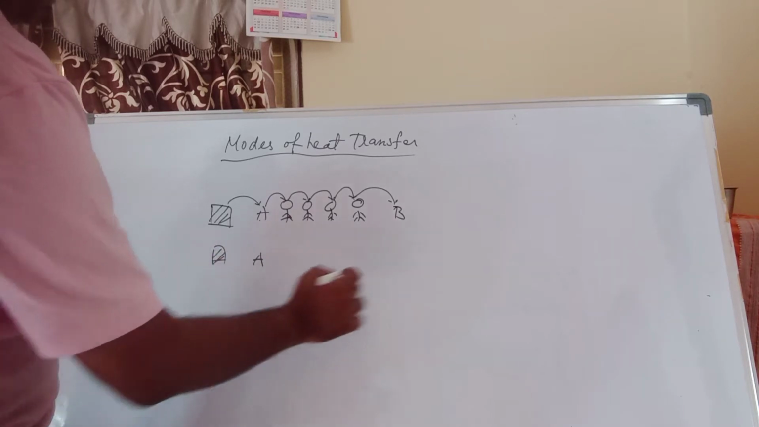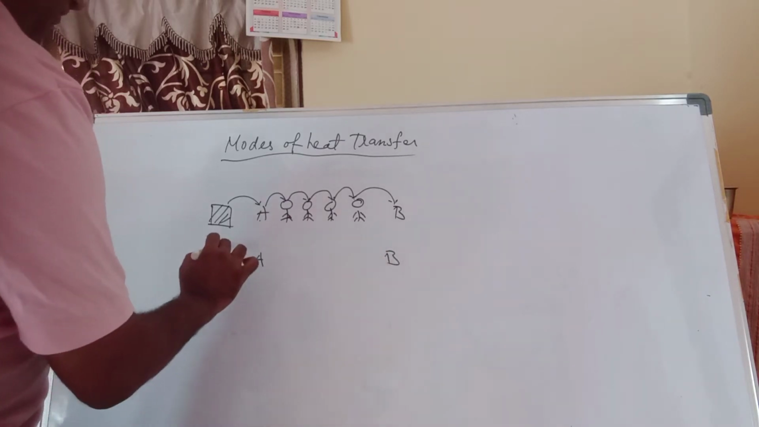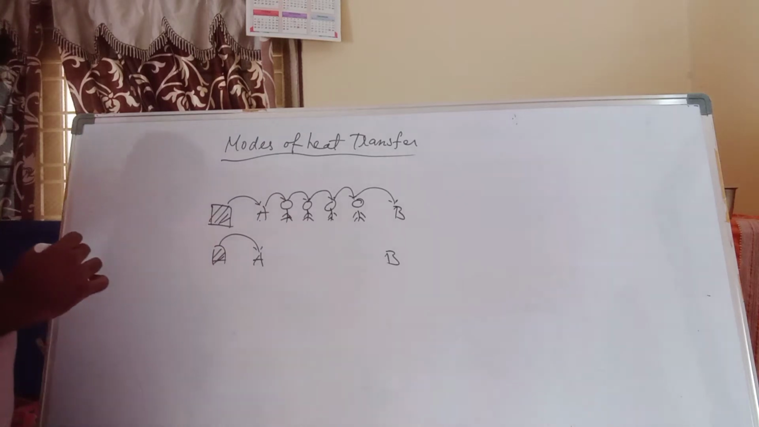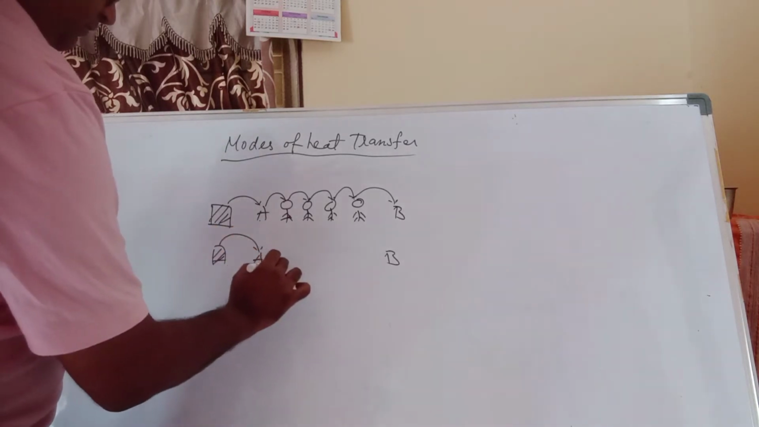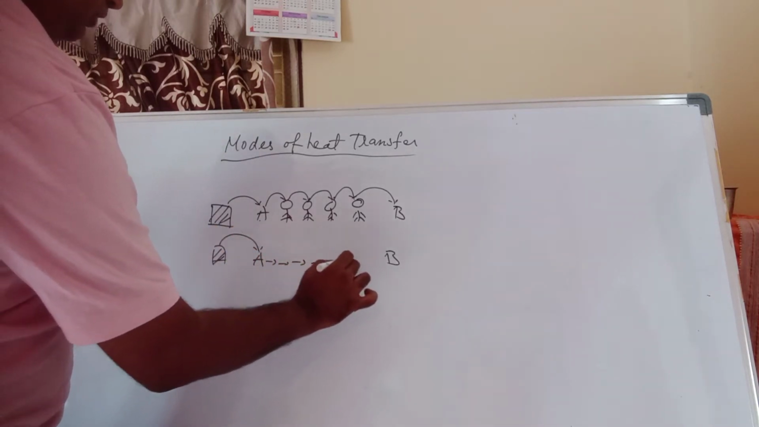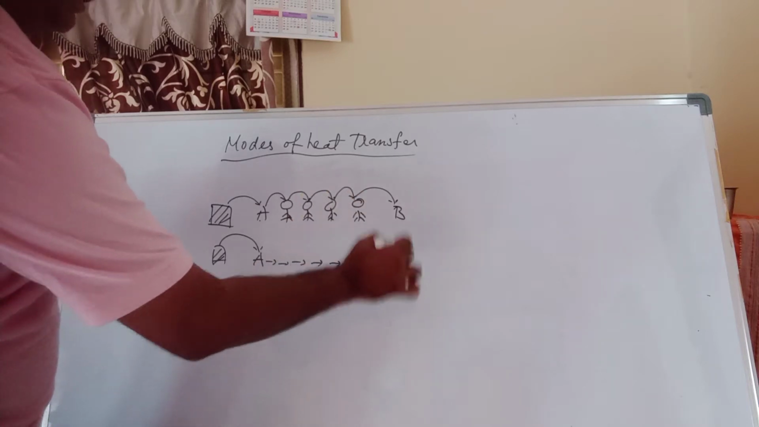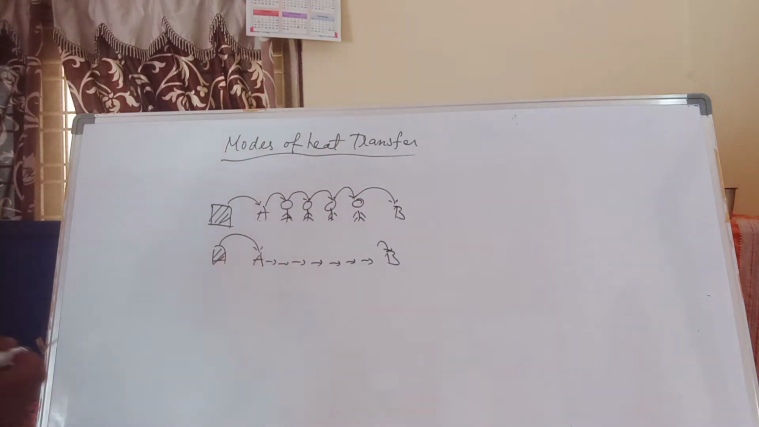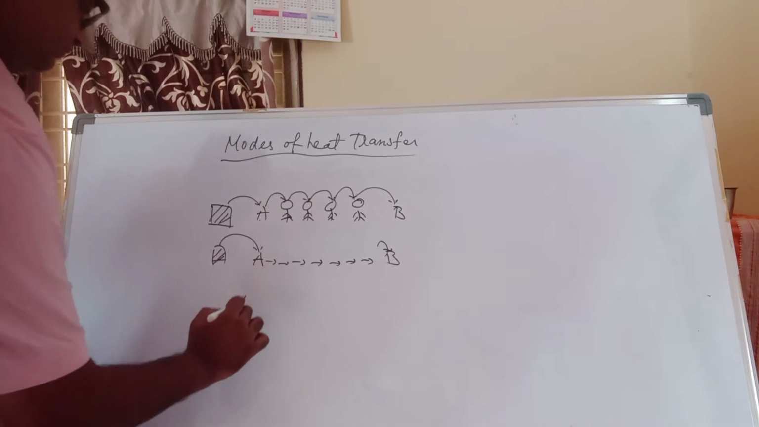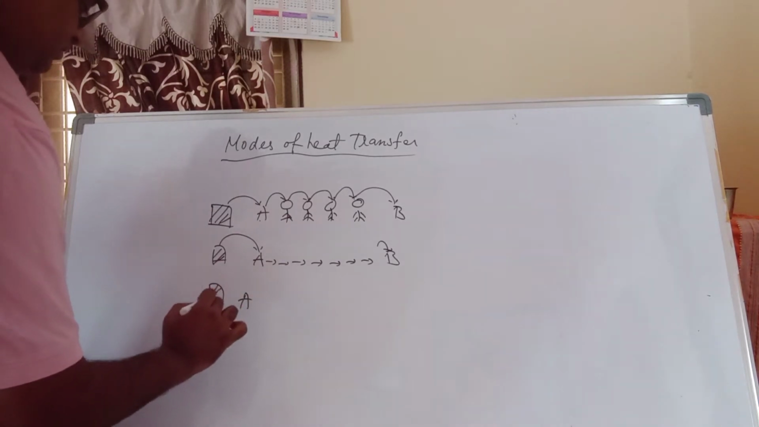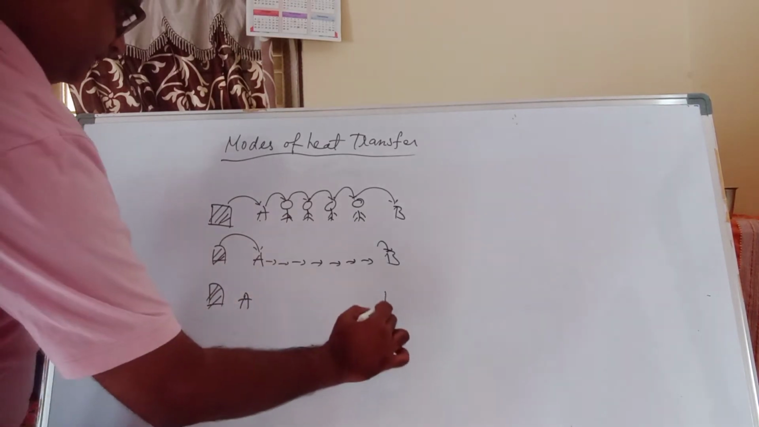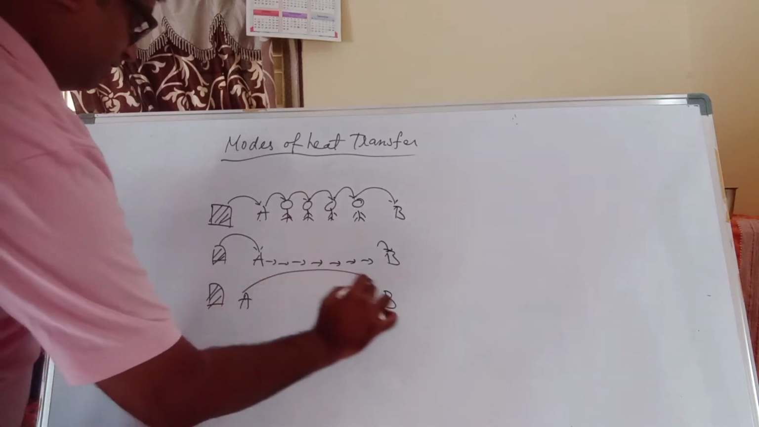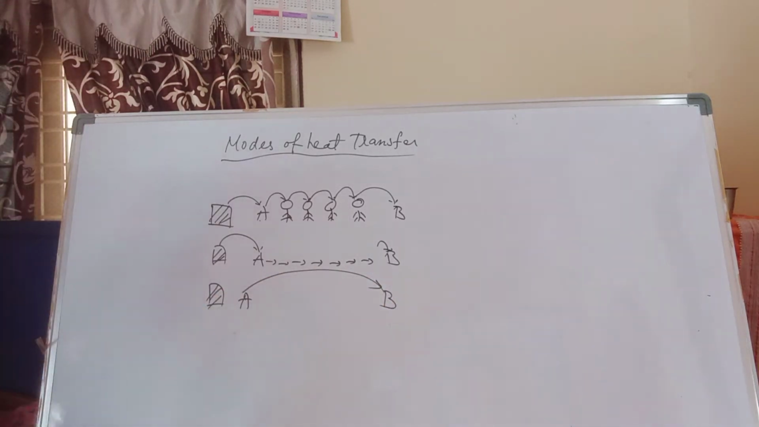Take another situation. This block is there. This block is given to this person. Now he simply walks to location B and gives it to person B. Third, the block is given to A and he kind of directly transfers it to B. He kind of throws it to B. So these three possibilities are there.